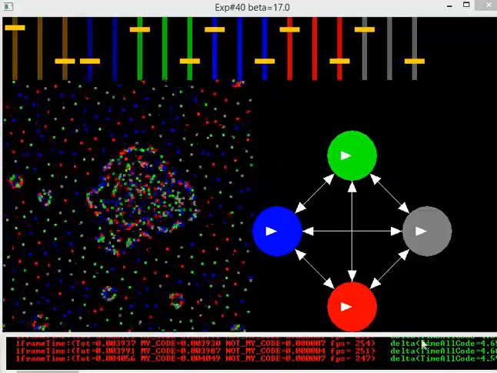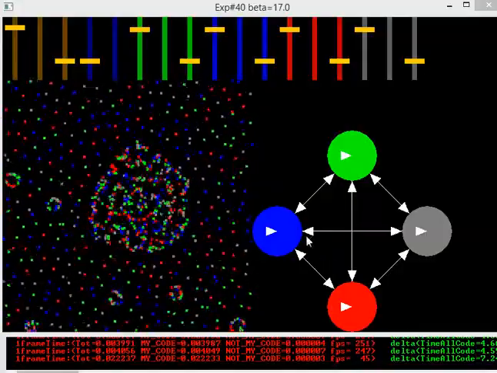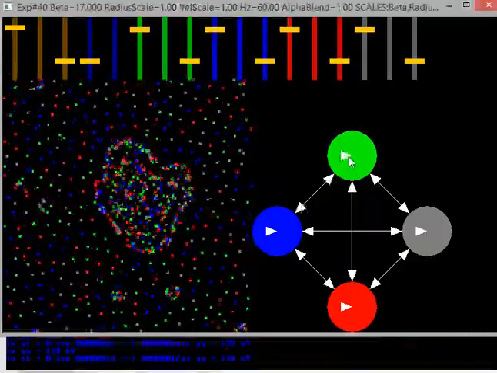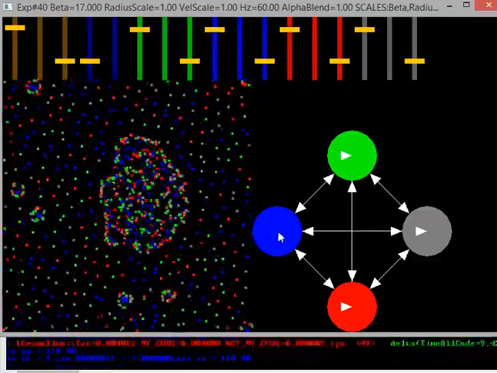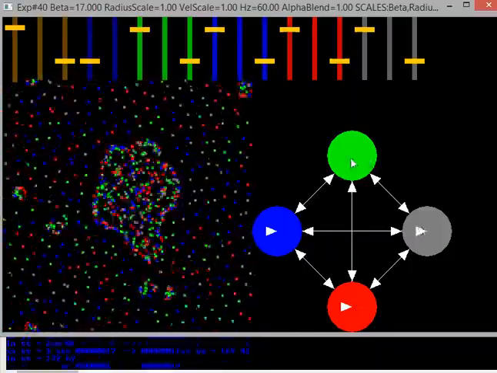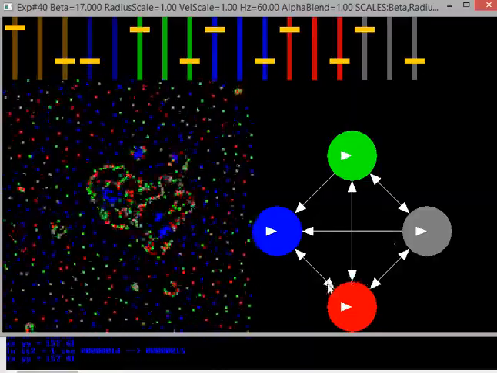Okay guys, here's my new simulator. I've got these particles connected so that they can see themselves with this button on. This little triangle means that they can see themselves. The blue can see themselves, the red, or the gray, or the green. And they can also see other particles or not.